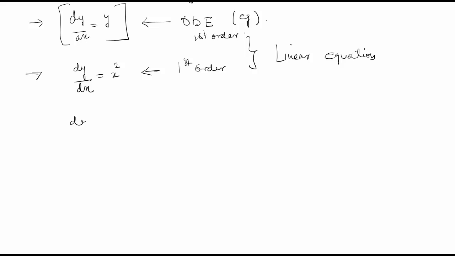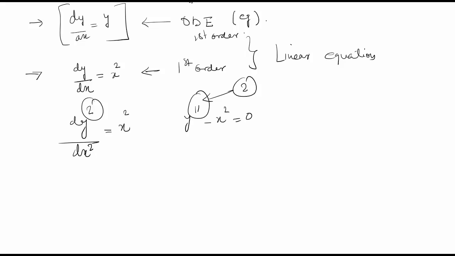Now if I have an equation like d squared y divided by dx square, which is equal to x square, then this can be written as y double dash minus x square is equal to 0. Since the order of the differentiation is 2 here, this is a second order differential equation, and this is a second order linear equation.